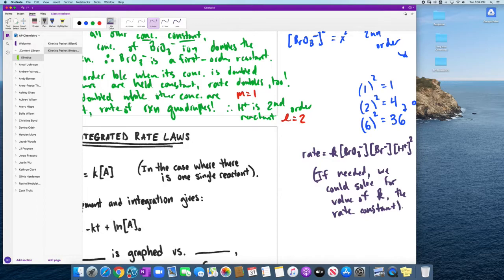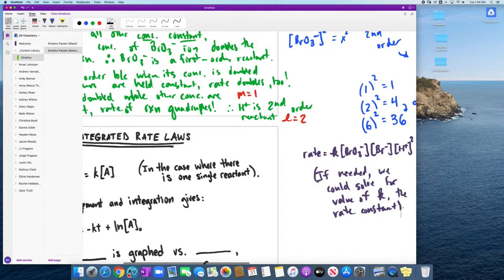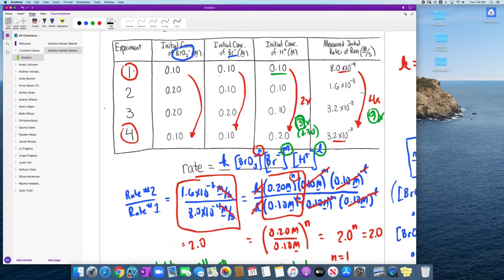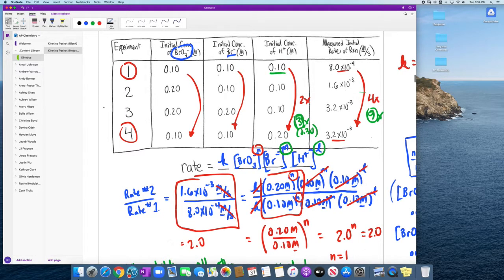Okay, and I showed you how to do that yesterday, but you could literally pick any of those trials up here. Experiment 1, 2, 3, or 4 would all work. Plug in your values, these actual numbers, into the rate law, set it equal to the rate, and then divide through, and you can find K. So if you haven't done that already, pause the video now, try to solve for K, and then check in just a moment.